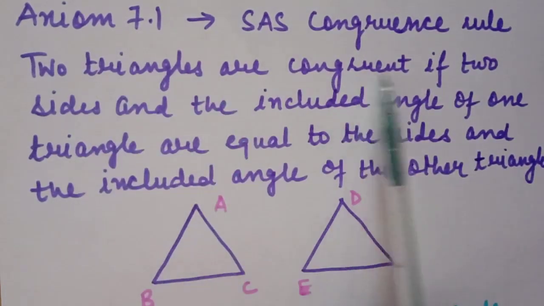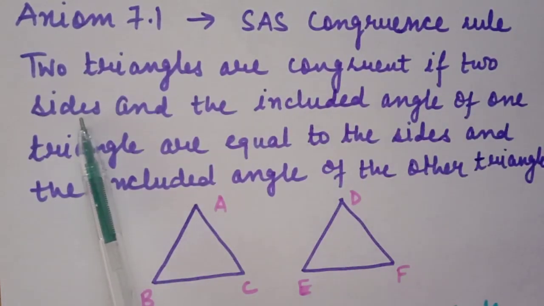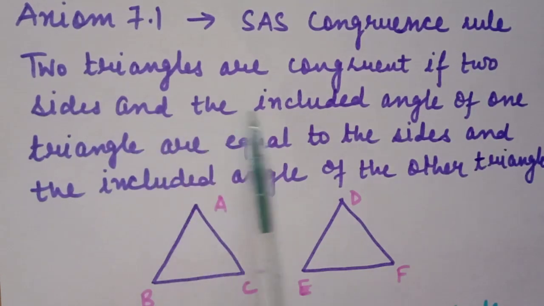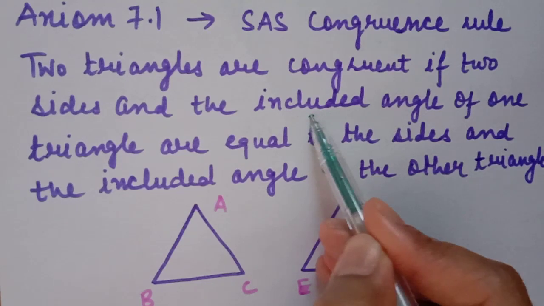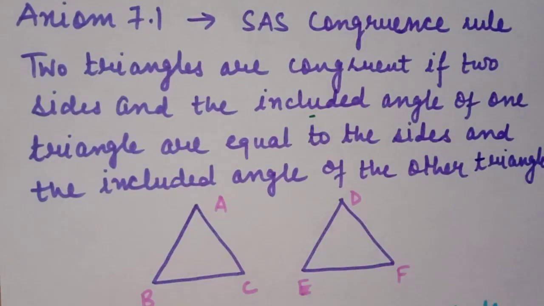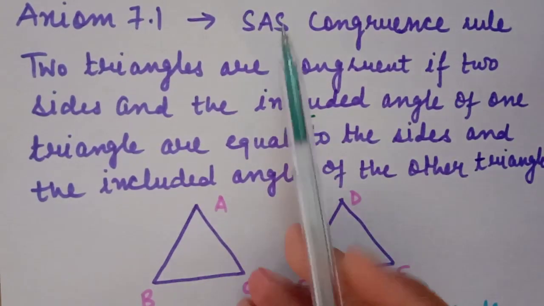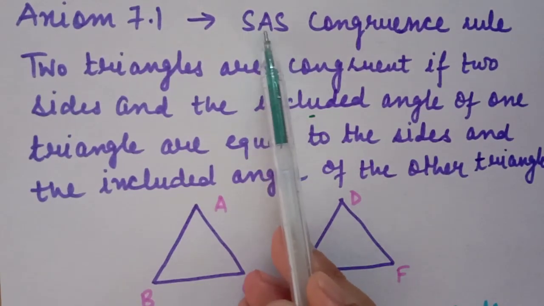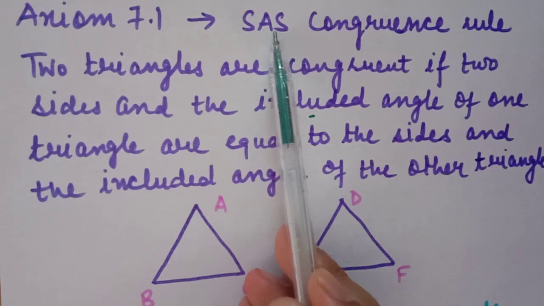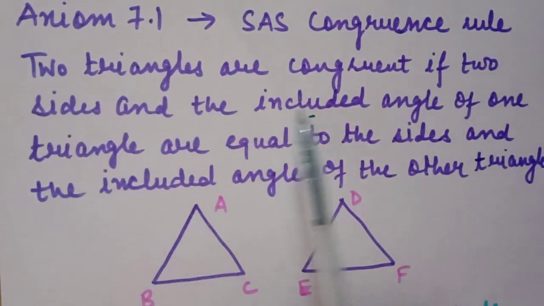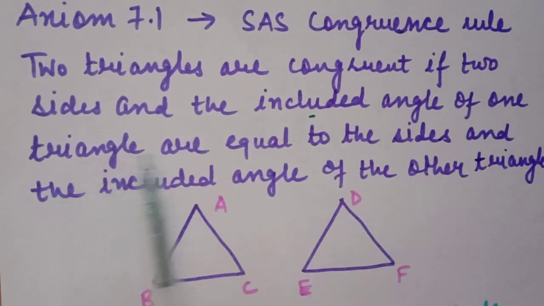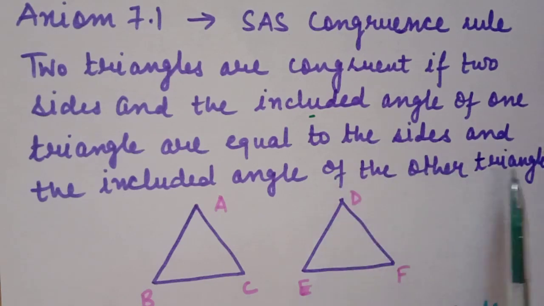Two triangles are congruent if and only if two sides and the included angle. Please put your concentration on this word, included angle. It means if we take any two sides, we have to choose an included angle between these two sides, not any other angle. So the triangles are congruent if two sides and the included angle of one triangle are equal to the sides and the included angle of the other triangle.